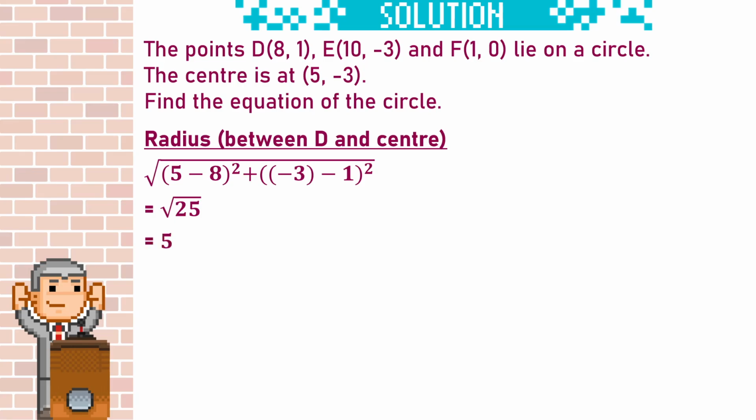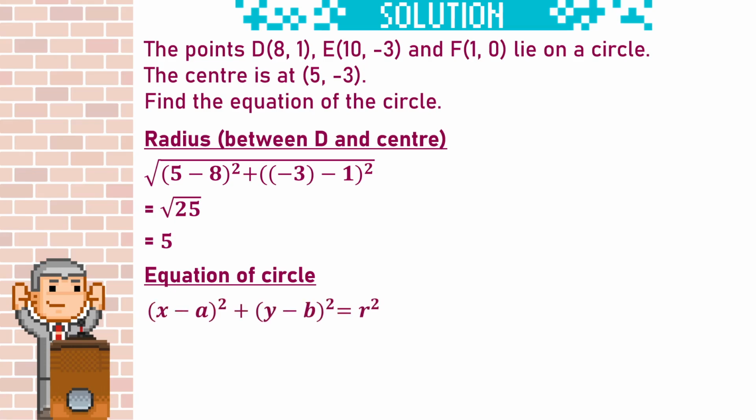And the equation of the circle. Now, to do this, we're going to just have the formula for the equation of the circle, which will be x minus a squared plus y minus b squared equals r squared, with a and b being the coordinates of the centre and r being the radius. We know the radius, we know the coordinates of the centre, so we're just going to substitute them in. x is 5 at the centre, y is minus 3, so it becomes a plus 3, and the radius is 5, so 5 squared is 25.